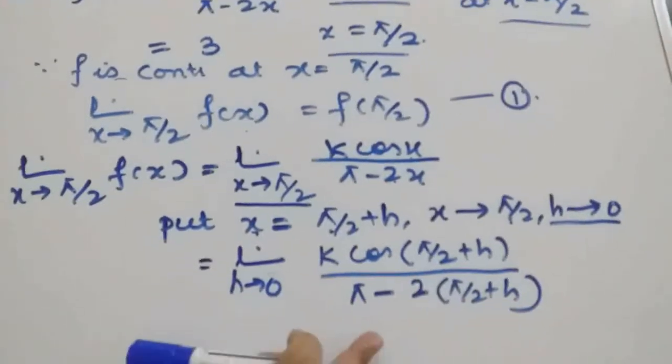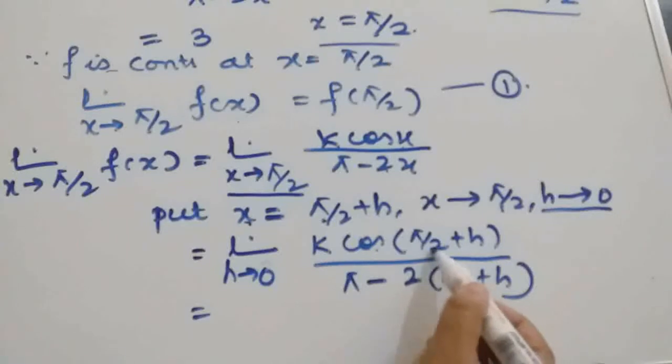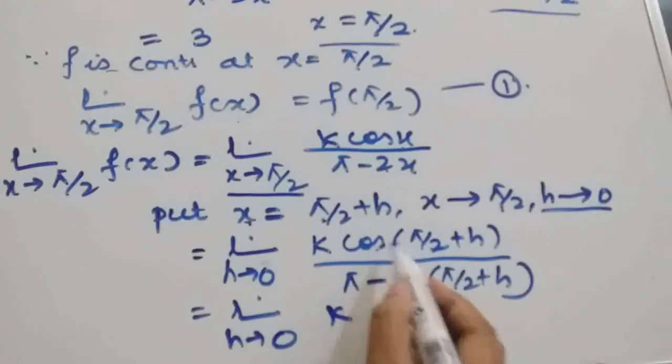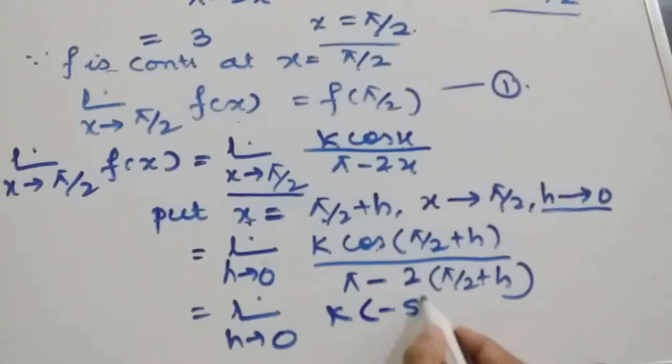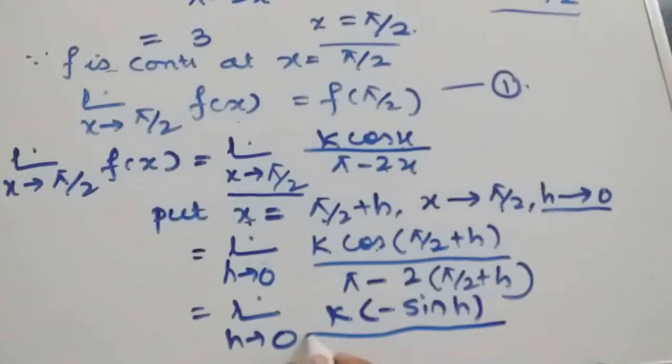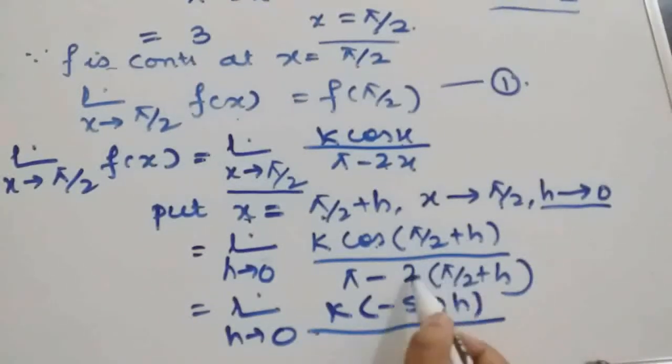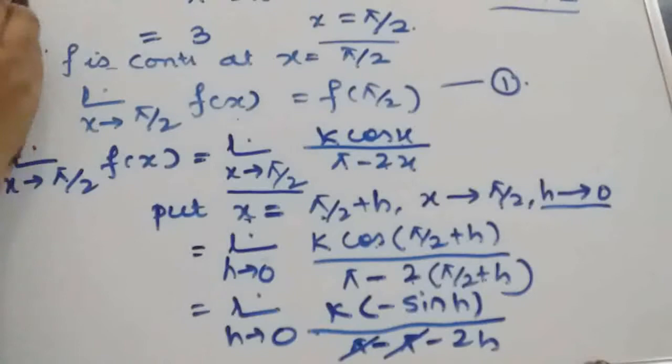Okay. Now the next step: see, cos of 90 plus theta, using the right angle, will be minus sine theta. But here theta is h, so minus sine h. And with 2 we will open the bracket. So 2 times pi by 2, the 2 will get cancelled. We will be left with pi minus pi minus 2h. So this pi will go, and in the denominator the only remaining term is minus 2h.